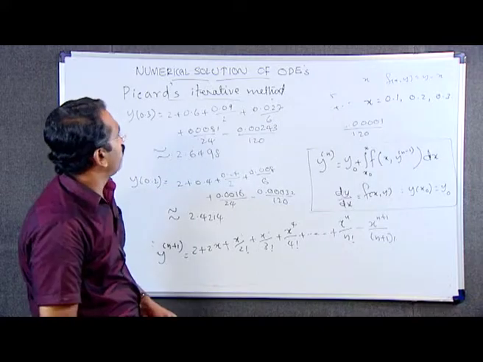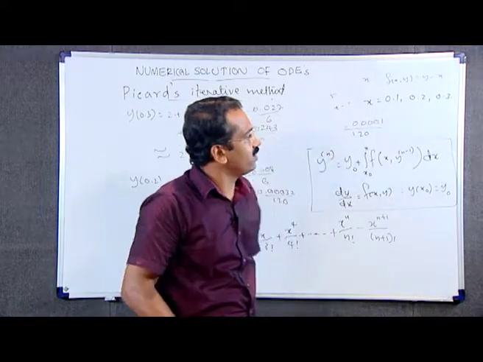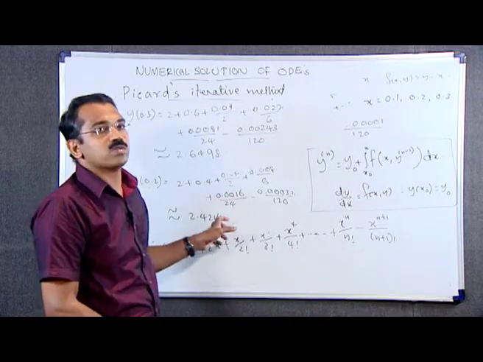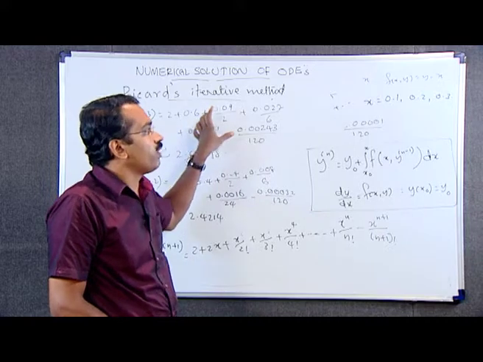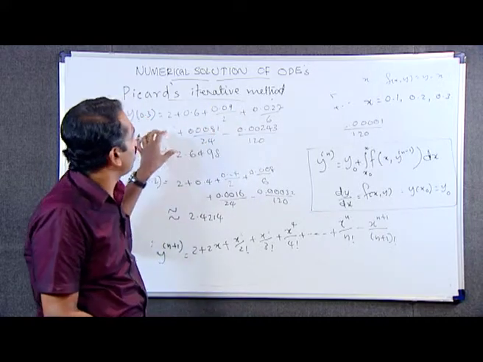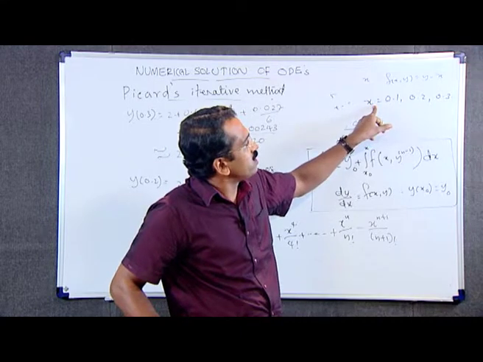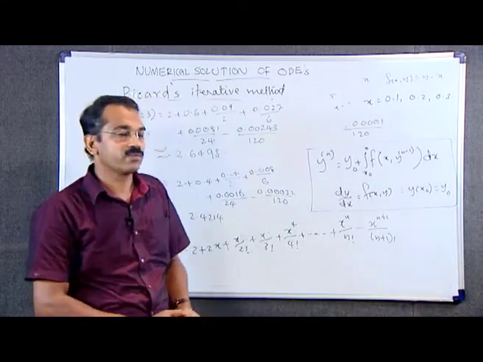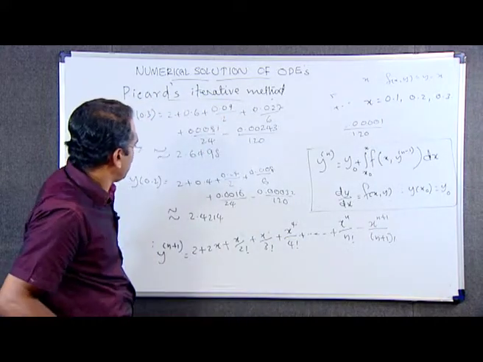That is, we substituted x is equal to 0.1, 0.2, 0.3 in the approximating polynomial y4. Then we obtained the required values of y for the specified values of x. This is the Picard's iterative method.